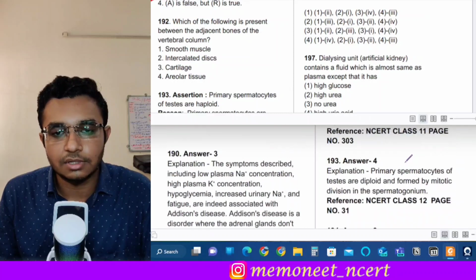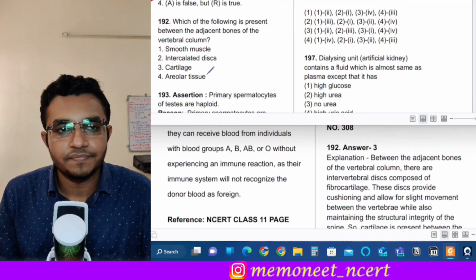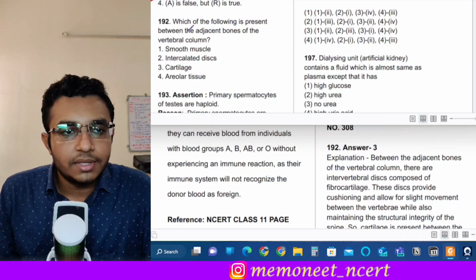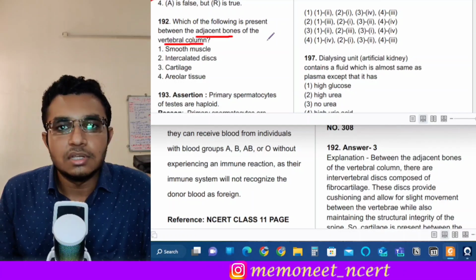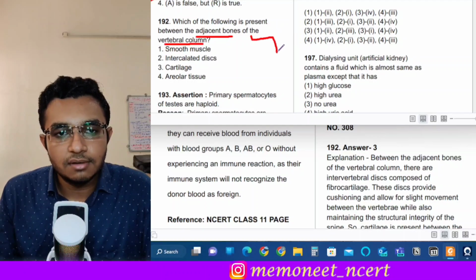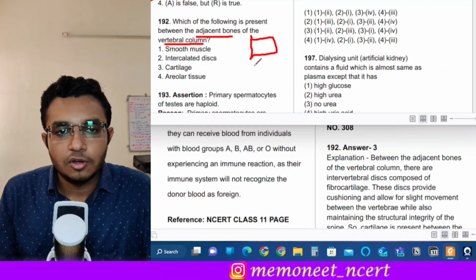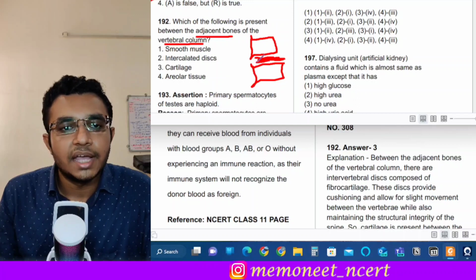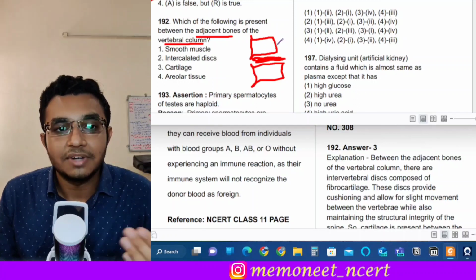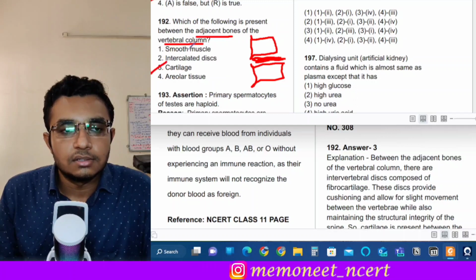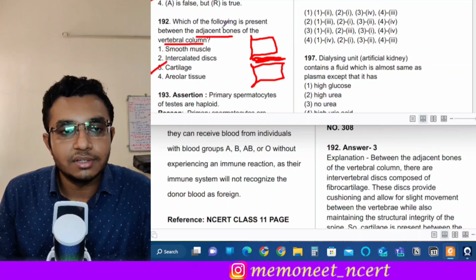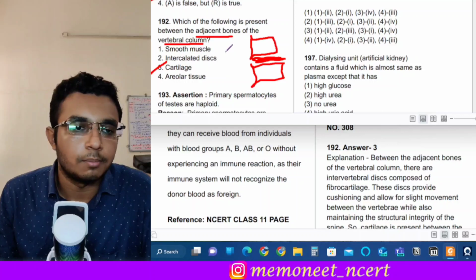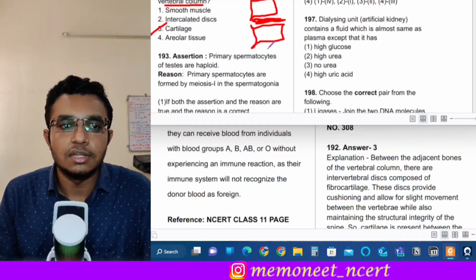Moving on to the next question, that is question 192. It asks which of the following is present between the adjacent bones of the vertebral column. If you have seen, there are two vertebrae in the vertebral column and there is something in between the two vertebrae. So what is that? As you know, there is the presence of cartilage. Cartilage is present in between the two adjacent bones of the vertebral column. So here the answer will be option 3.